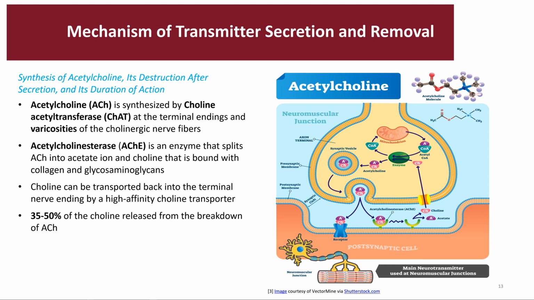In order to regulate this neurotransmitter, we have another enzyme called acetylcholine esterase, AChE for short, which will split the acetylcholine into acetate ions and choline that is bound to collagen and the glycosaminoglycans. The choline can be transported back at the terminal nerve ending by these high-affinity choline transporters, and you can see here on the right-hand side, the acetylcholine shown in purple gets broken down after it interacts with acetylcholine esterase into acetate and choline. The choline can get recycled back up for reusage, and about 35 to 50% of the choline gets reabsorbed back in for recycle.